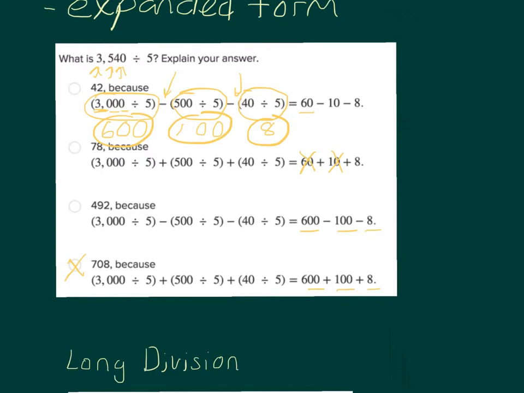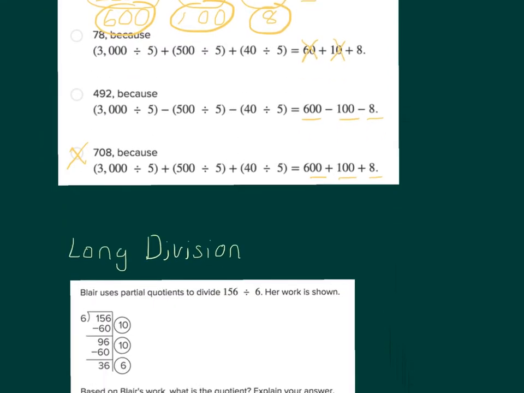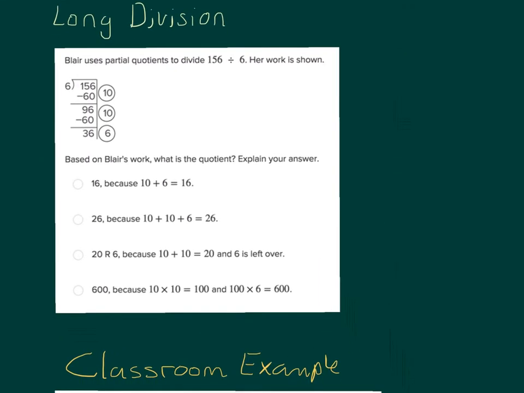Now let's look at another way to use partial quotients. And the last way, you can use it with long division. So let's make sure we understand what Blair did here to divide 156 by 6. She wrote it in long division form, and she knows that 60 is part of 156, this 60 right here. Okay, and 6 times 10 makes 60. 6 times another 10 makes another 60, and 6 times 6 makes 36. Okay, so now when you put all of those partial products together, you end up with 26.